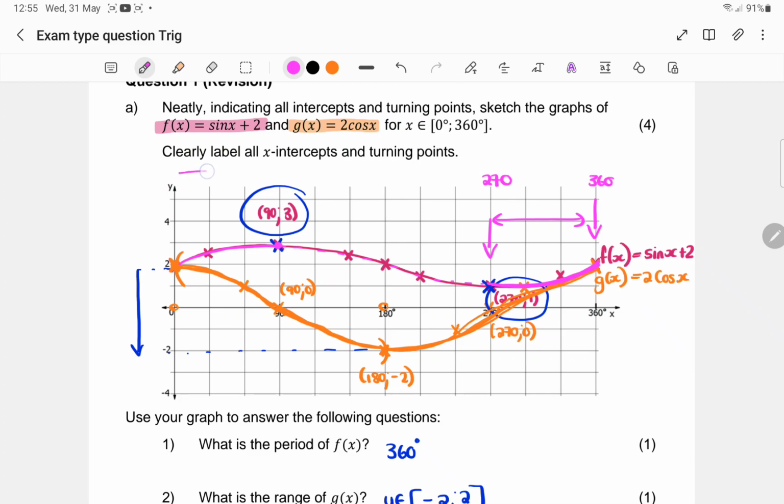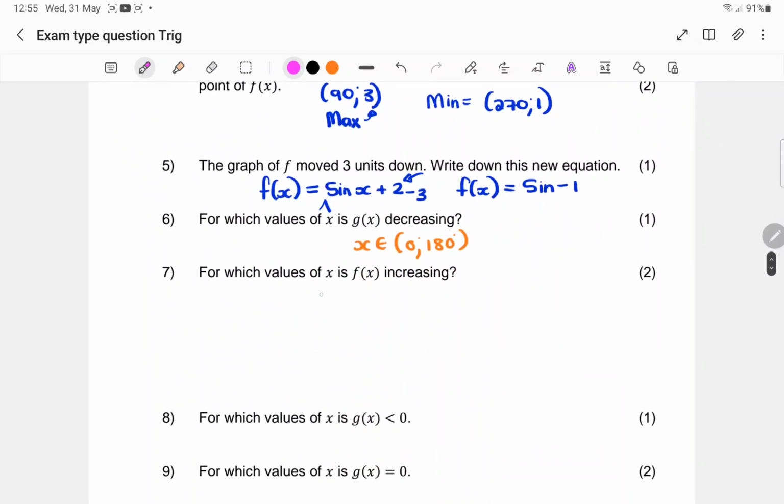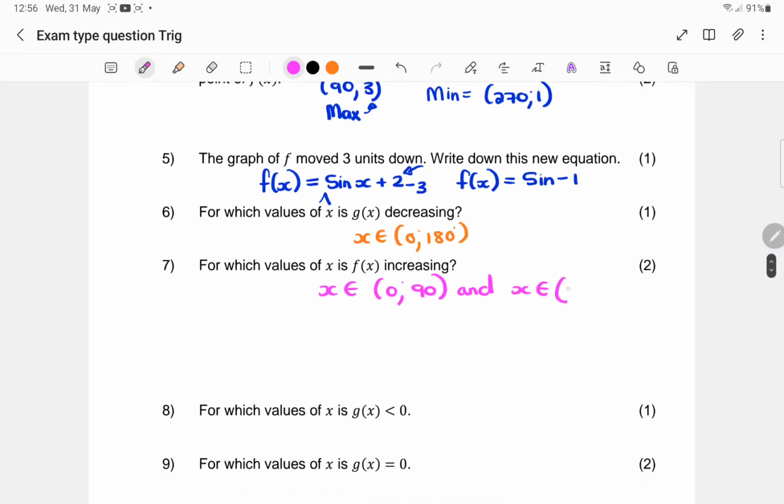And as well from 0 to 90. So from here to here, which is 0 to 90. So it increases going down and then it increases again. So you're going to write x is an element of 0 to 90, as well as x is an element of, just want to make sure, 0 to 90 and 270 to 360.